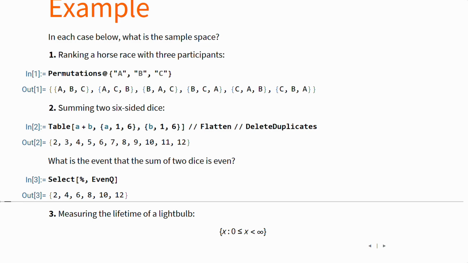What about the lifetime of a light bulb? Well, a light bulb can burn instantly or can last a very long time. So intuitively, it should be between 0 and infinity.